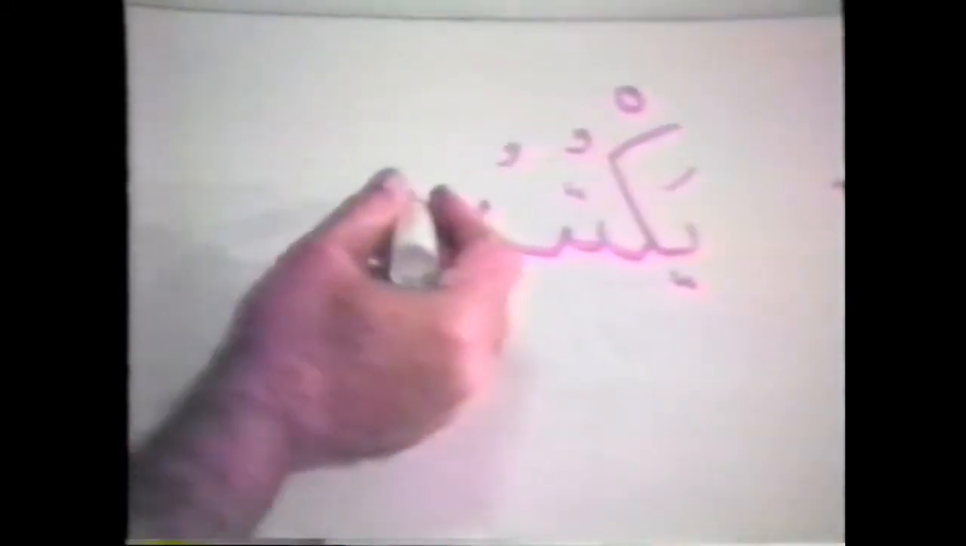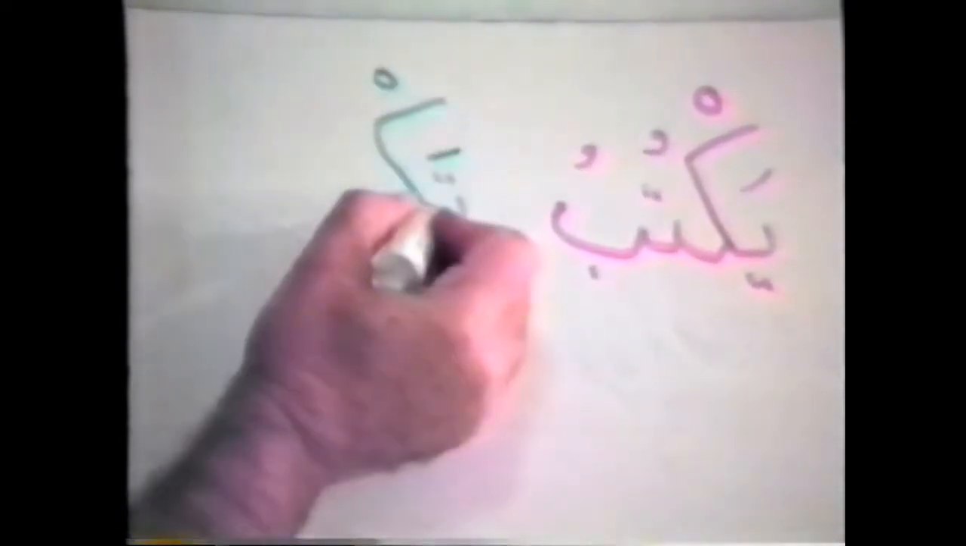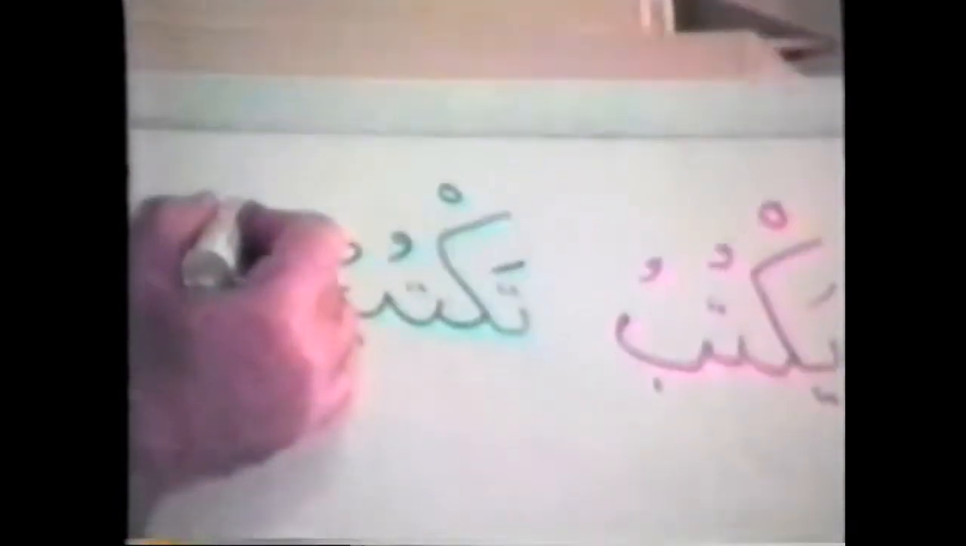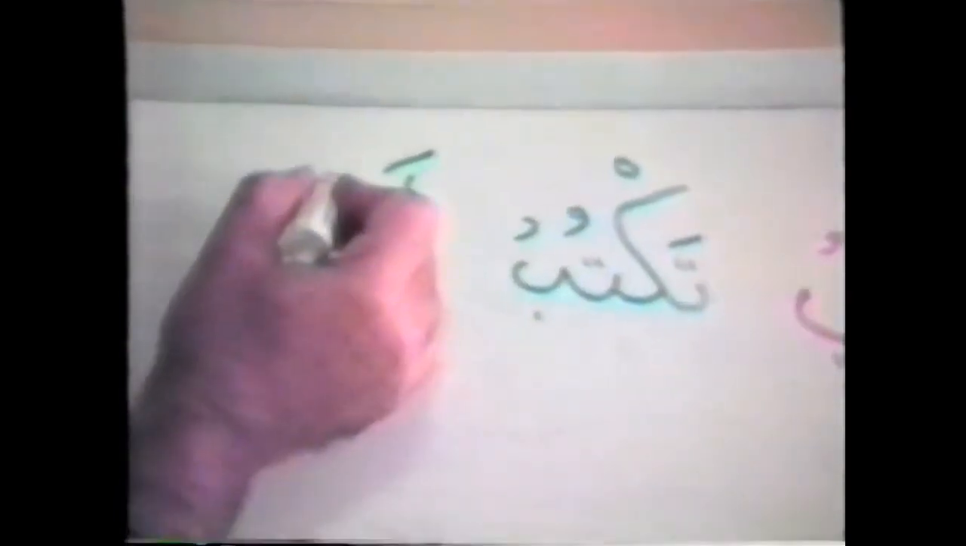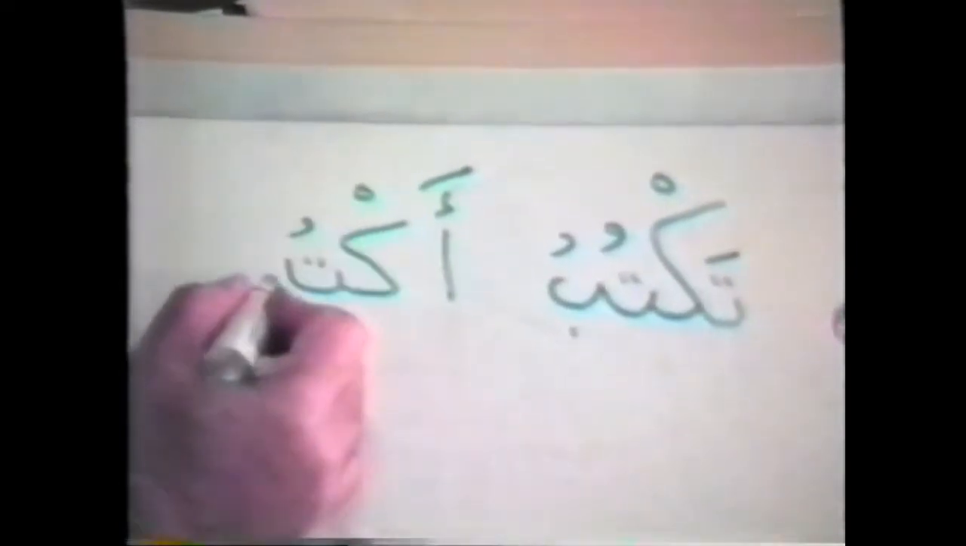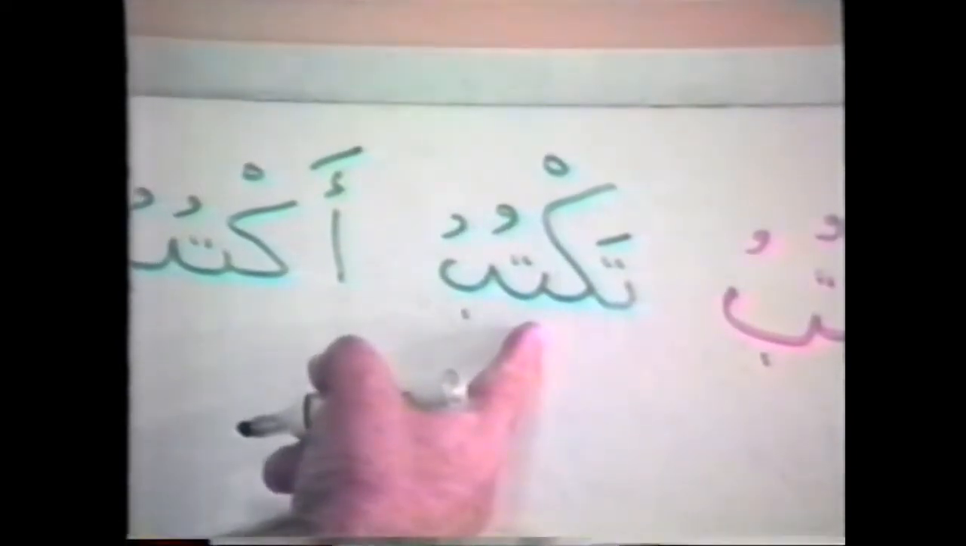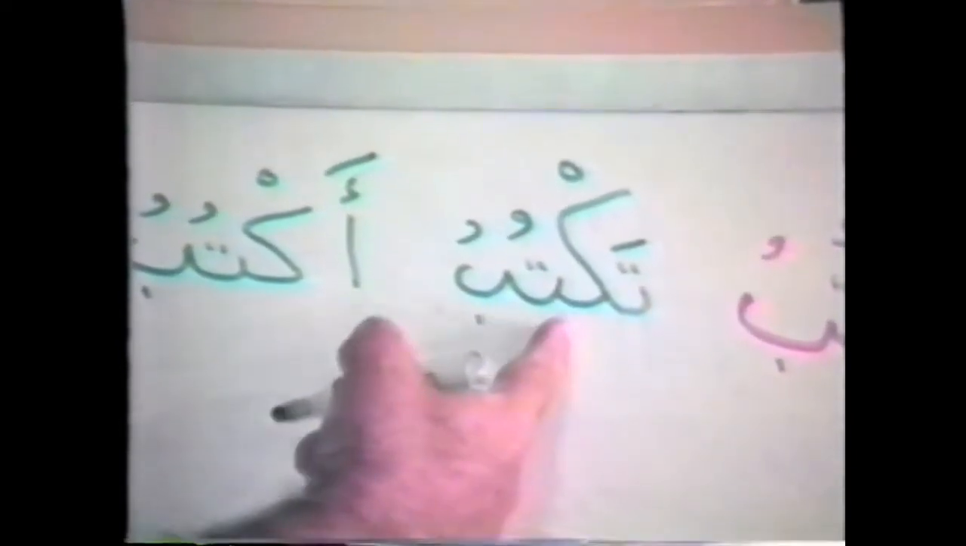Yaktubu. Now, she writes will be taktubu. I write will be aktubu. Also, you write will look like this. Taktubu. Will be either she writes or you write. We'll use the same word.